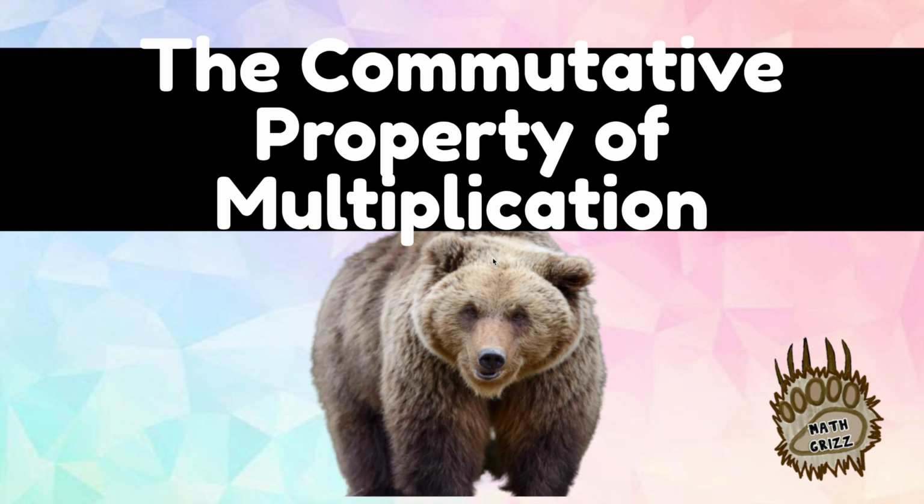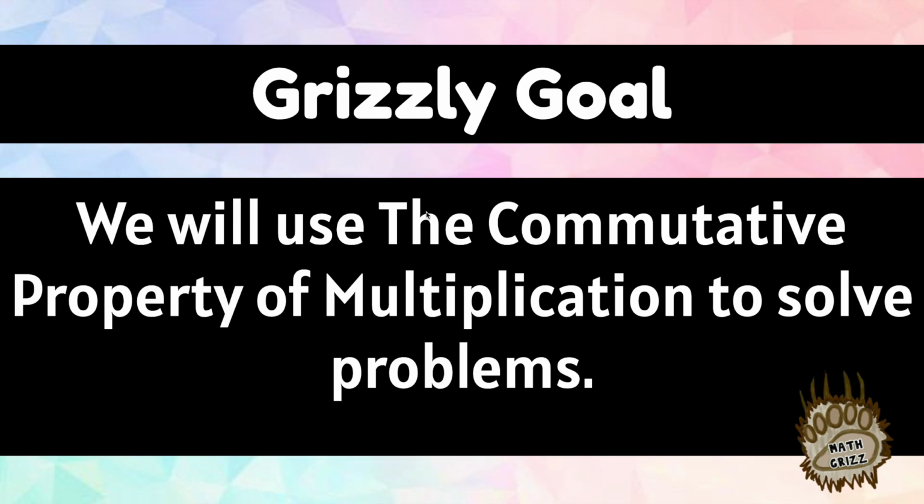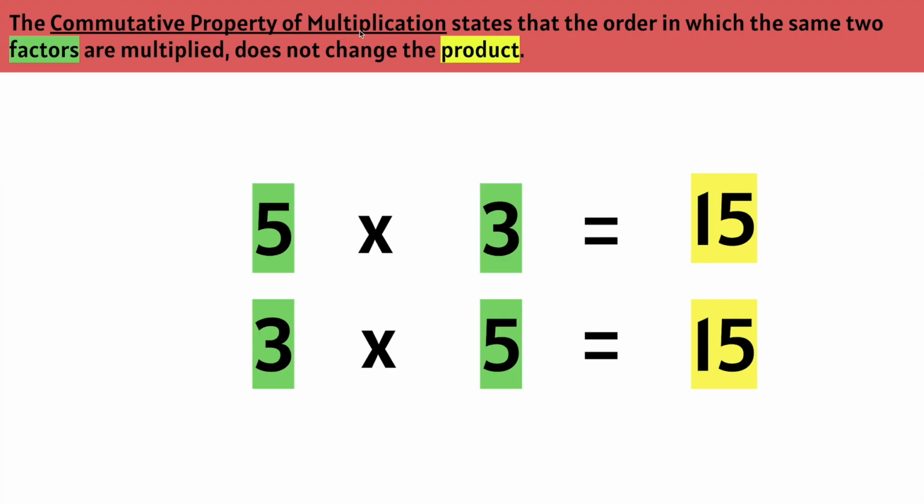Welcome back, Math Grizz. Today, we will use the commutative property of multiplication to solve problems. The commutative property of multiplication states that the order in which the same two factors are multiplied does not change the product. Let's take a look at an example.